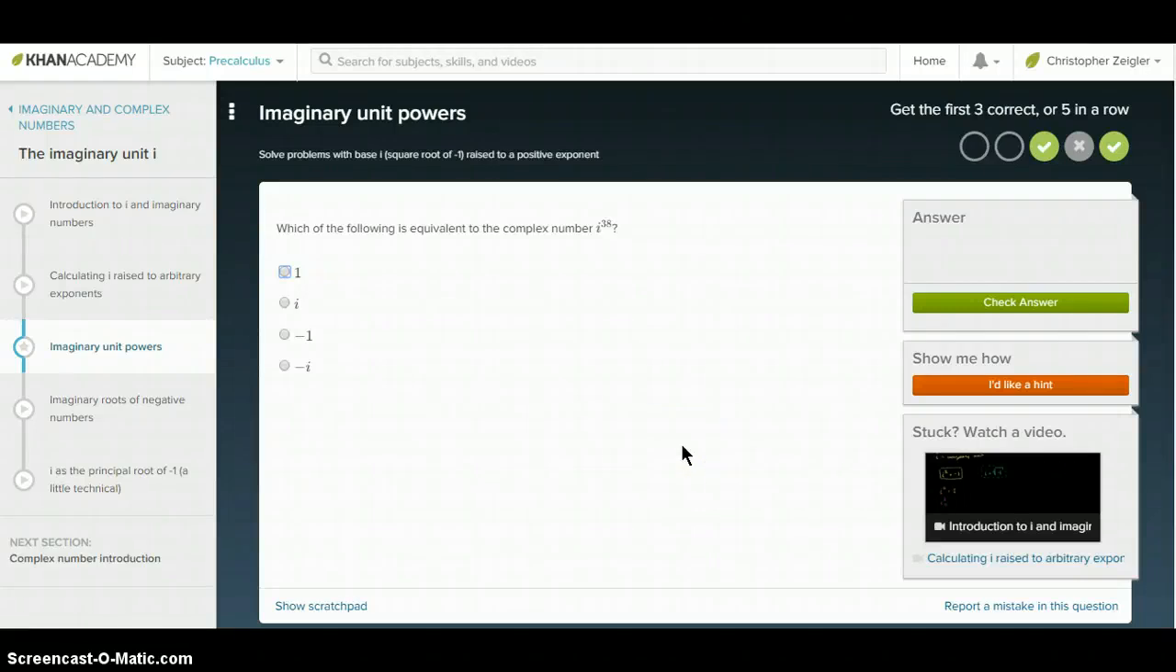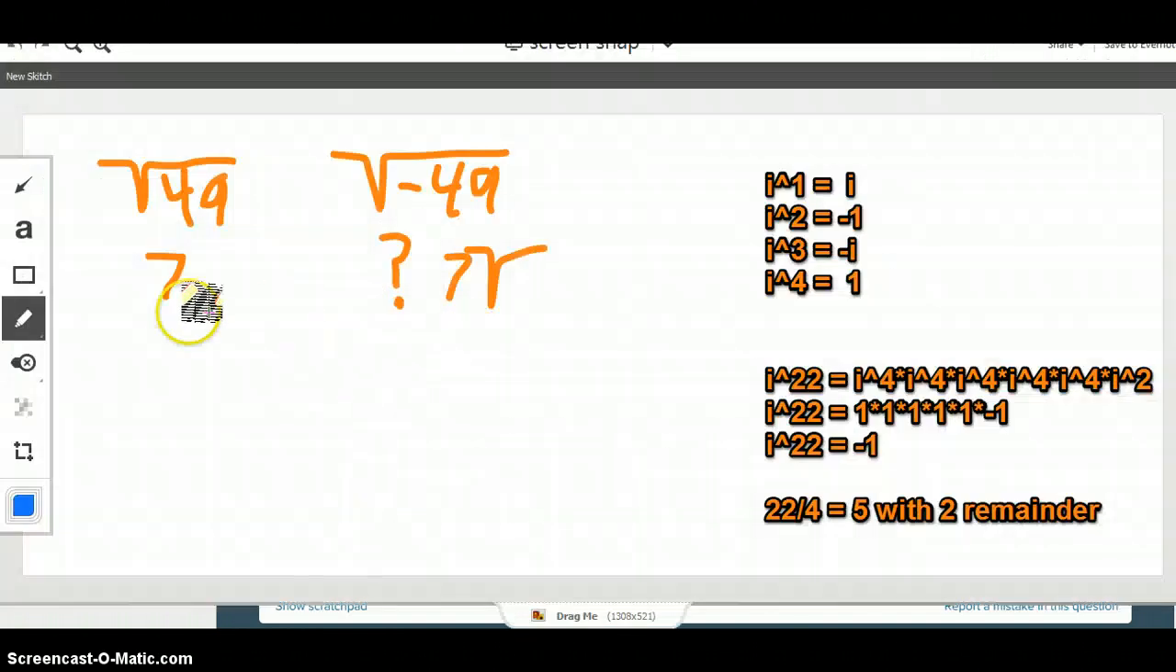How do you solve imaginary unit power questions? So this one's asking what's i to the 38th power? That seems kind of extensive, right? Well, it's really not that bad.